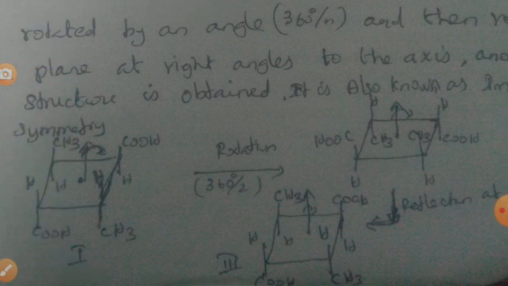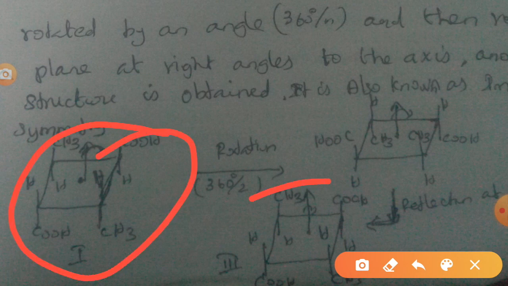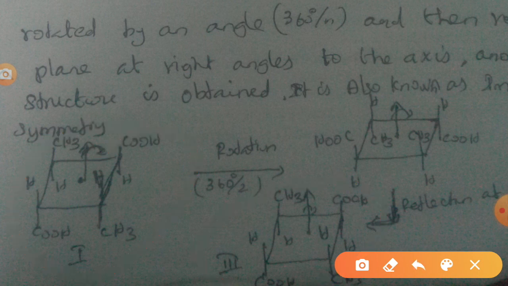This is the structure we are getting. Look at structure 1 and structure 2, and structure 1 and structure 3. These two structures are identical. Can you see that these two structures are identical? So we can say it is an alternating axis of symmetry: a rotation followed by a reflection at right angles.